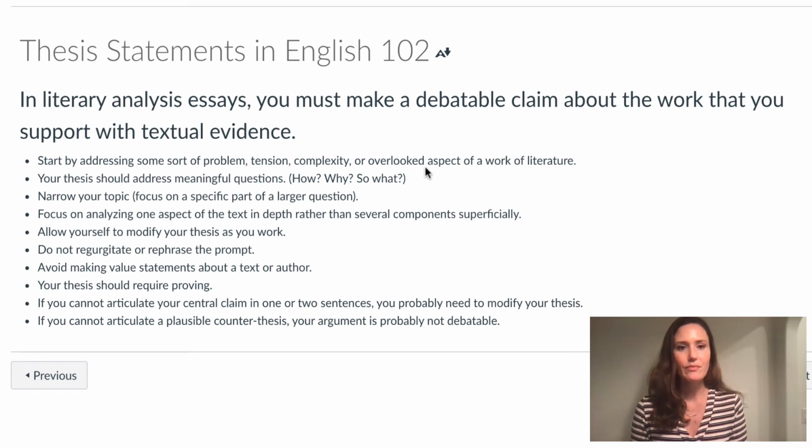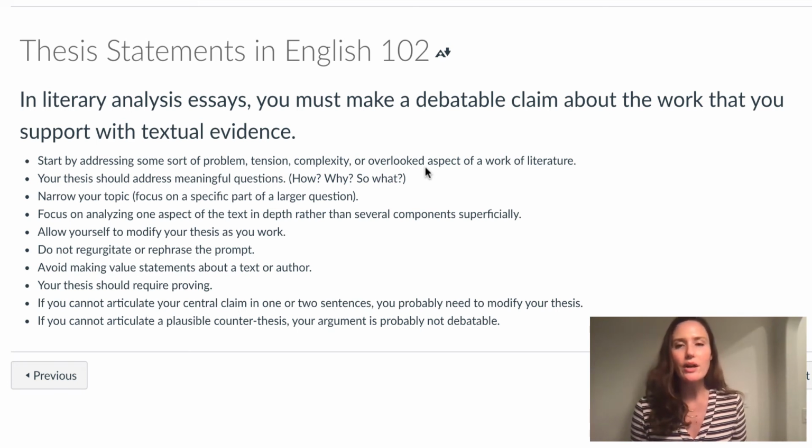Avoid making value statements about a text or an author. So generally, we don't want to make statements about how much we enjoyed reading the text or how talented the writer is. It's sort of a given that the writer is talented. Also, it doesn't really sound as if it's a literary analysis essay. It sounds more like it's a book club discussion, which is totally fine for in-class discussions. But for literary analysis essays, avoid complimenting the author.